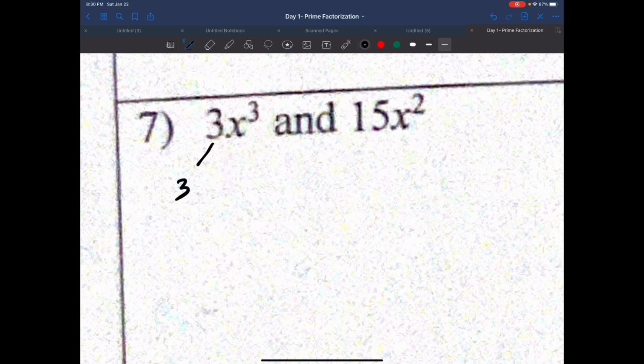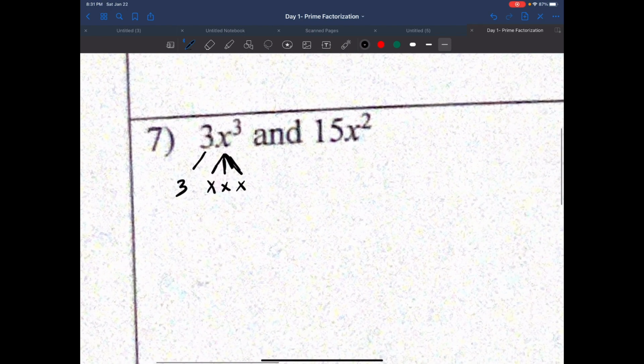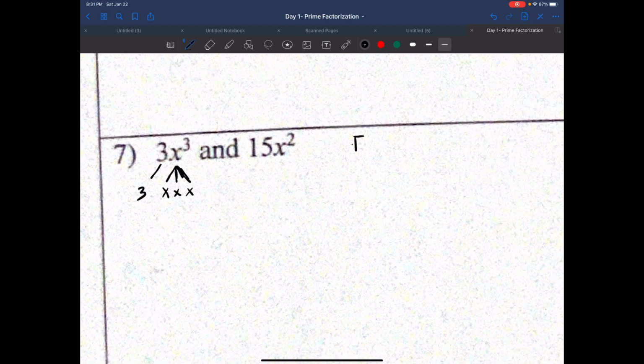Can I break that down? Yes, I can, right? We know that x cubed can be rewritten as x times x times x. So then I'm going to go ahead and put factors of 3x cubed, which is 3, x, x, and x. Okay. And then I'm going to go ahead and look at 15x squared. Well, okay, I'm going to look at the 15.